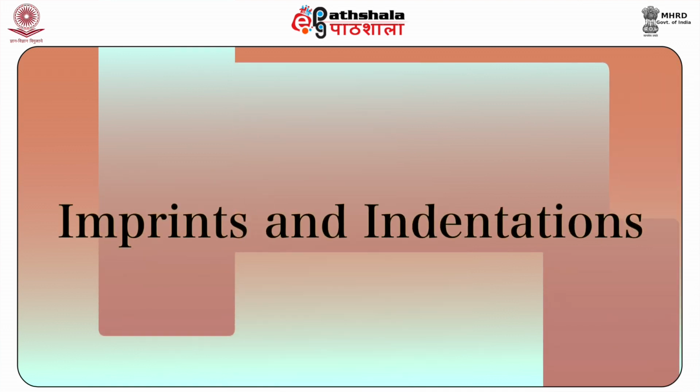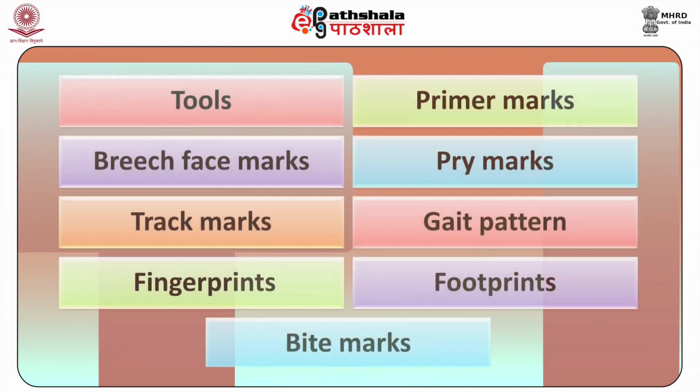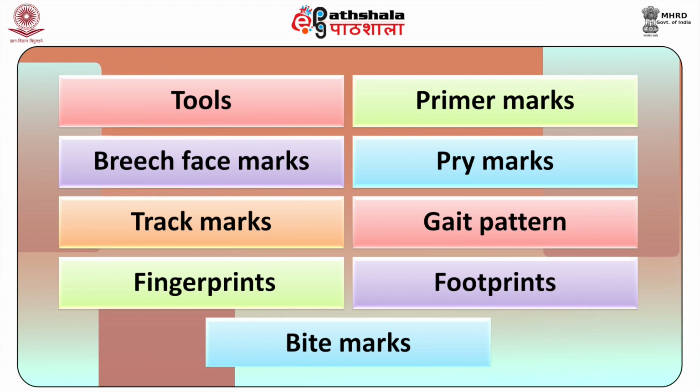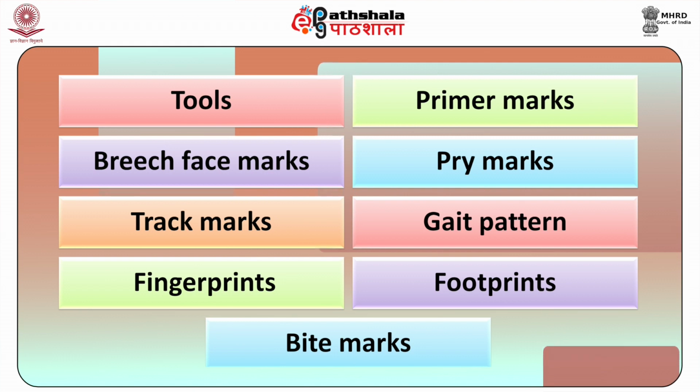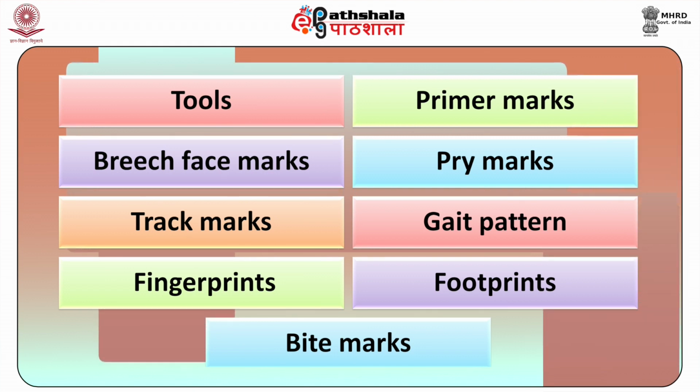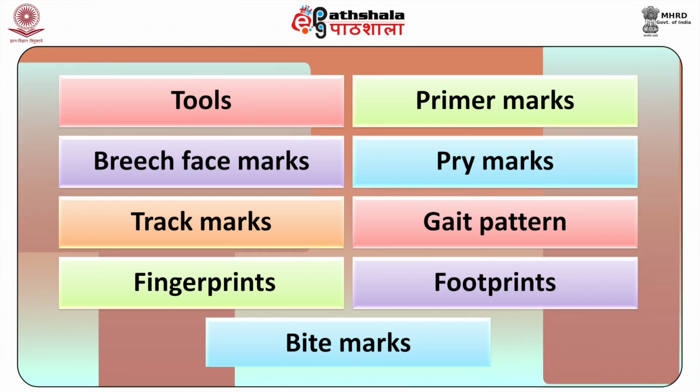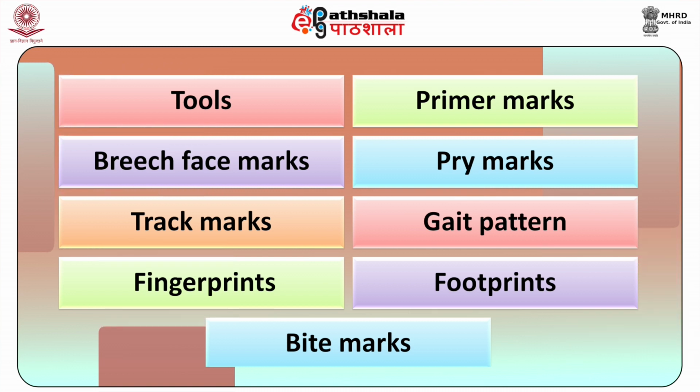Next is the imprints and indentations. Evidence in these categories includes tool marks in the form of indentations formed by tools, primer marks, breech face marks, pry marks, imprints like track marks formed by tires, gait pattern, fingerprints, footprints and bite marks.